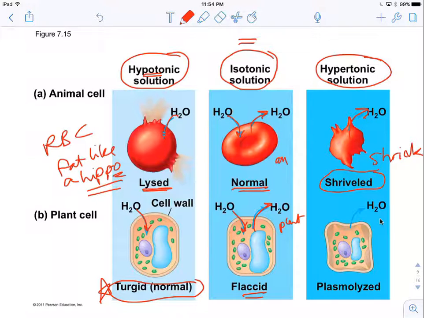That's in an animal cell. In a plant cell, we call this plasmolysis. And you see the cell membrane is pulling away from the cell wall, which is not a good situation at all for a plant cell.